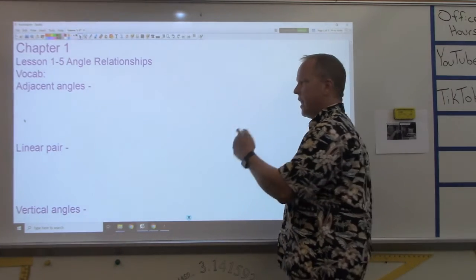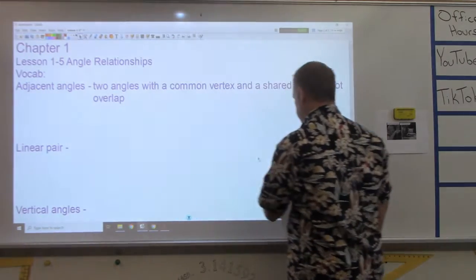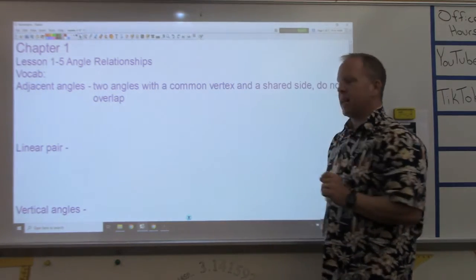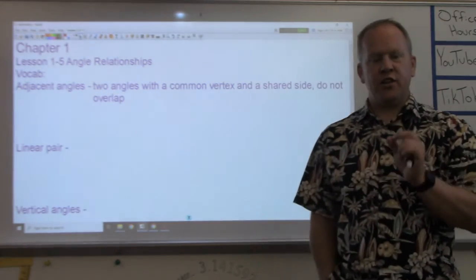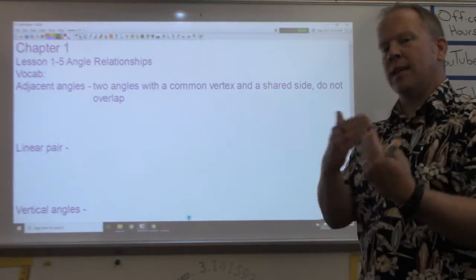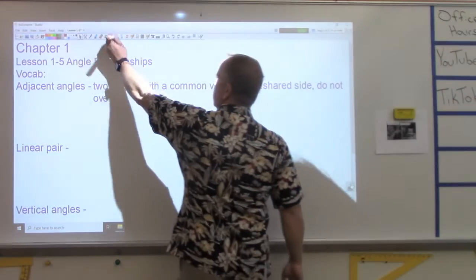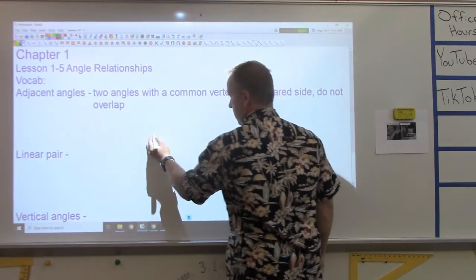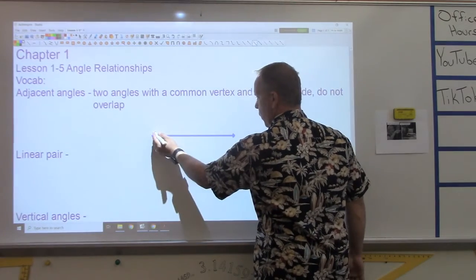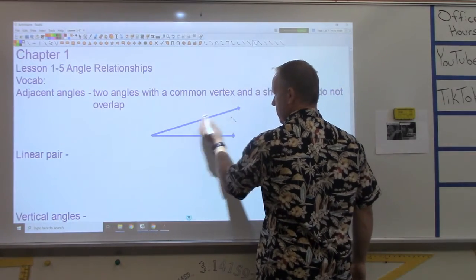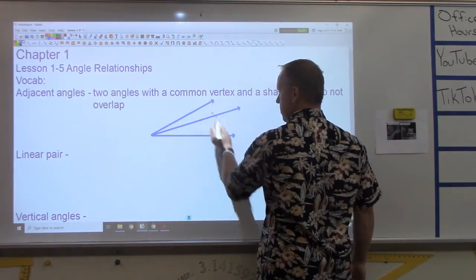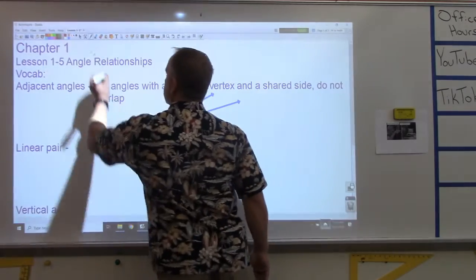So if I have adjacent angles, those are two angles that have a common vertex and a shared side, but they do not overlap. What does that mean? Let's draw a diagram to illustrate. So here I have an angle right here. Okay, I'm going to label these.